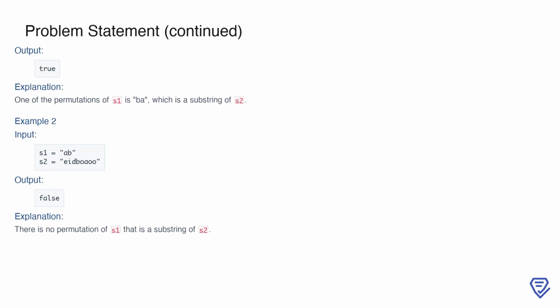In the first example, S1 is AB and S2 is IBOO. Here, one of the permutations of S1 is BA, and we can find BA as a substring within S2. Because this condition is satisfied, the output is true.